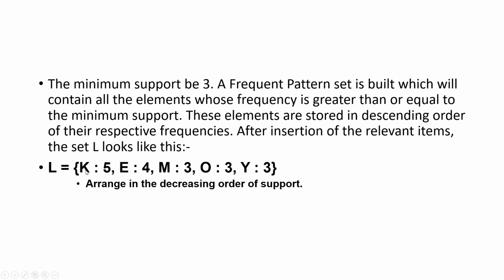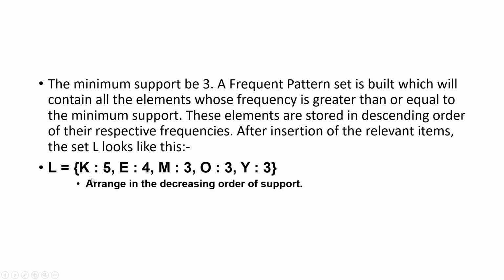We remove all the items having a support count or frequency less than 3, because it was given to us in the statement that the minimum support count is 3. And we have to arrange them in the decreasing order of support. This is also an important step in the FP tree algorithm. You should remember very carefully that if you arrange these items in some other order, then the final frequent pattern will change.